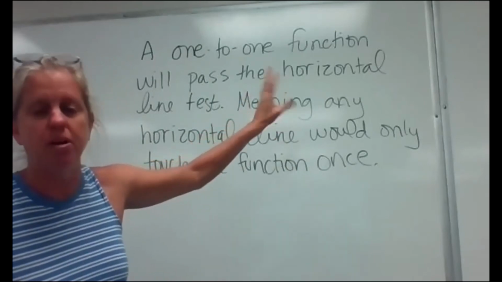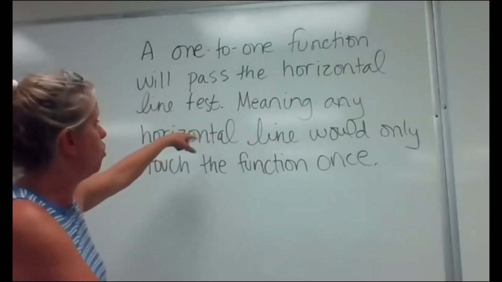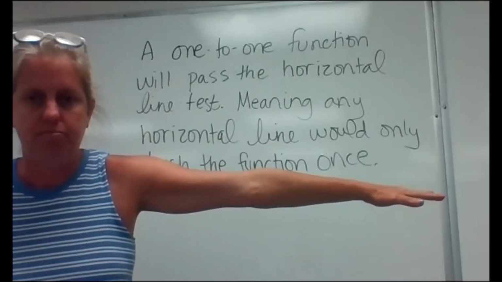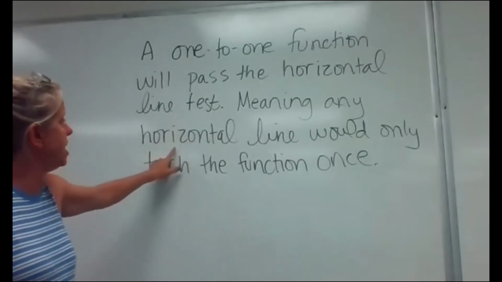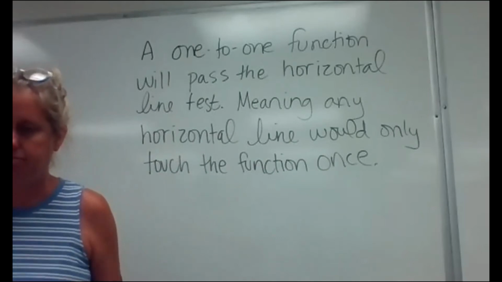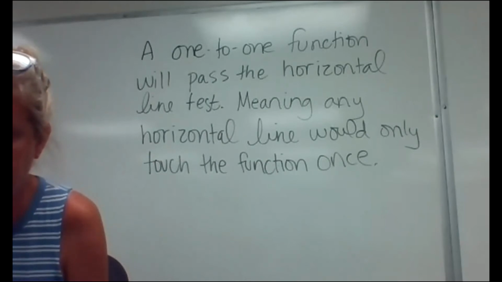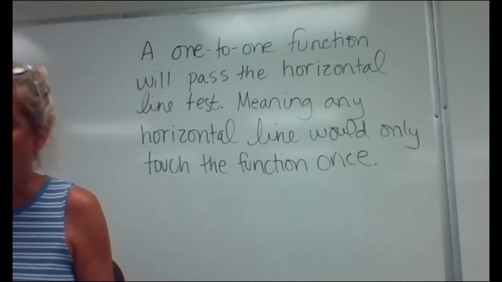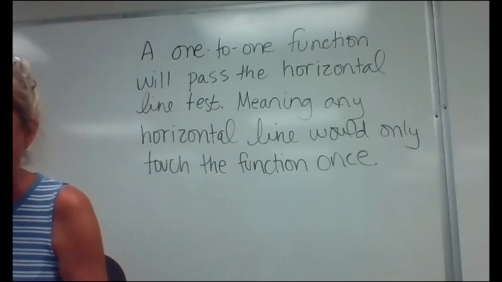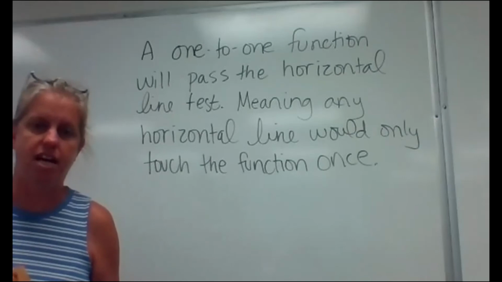Now, one-to-one functions are the ones that have inverses. A one-to-one function will pass the horizontal line test. So now we're talking about this line, the one that goes straight left and right, meaning any horizontal line would only touch the function once. So I'm going to draw all 3, 4, 5, and 6 on the board at the same time, just like I did when we were talking about the vertical line test.